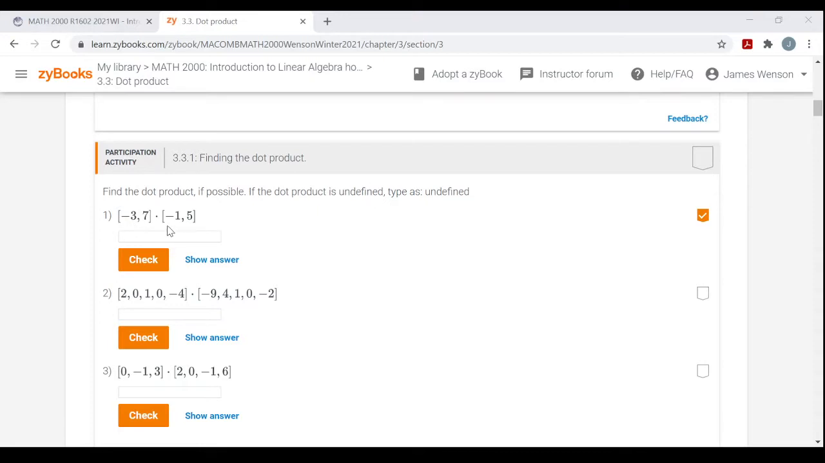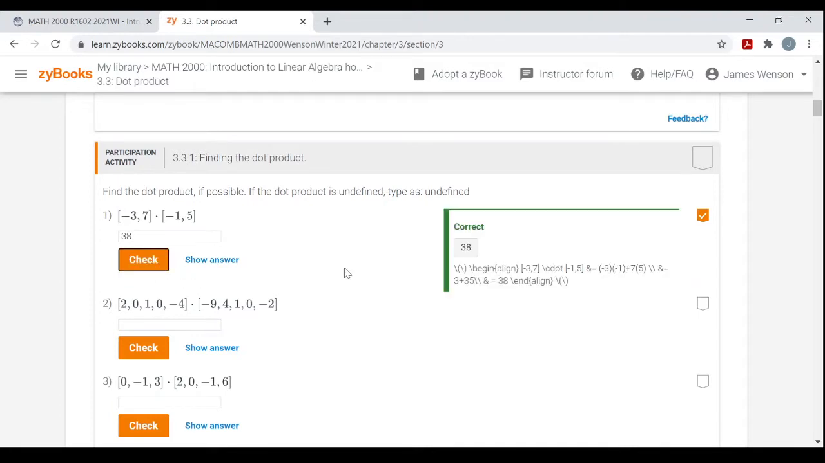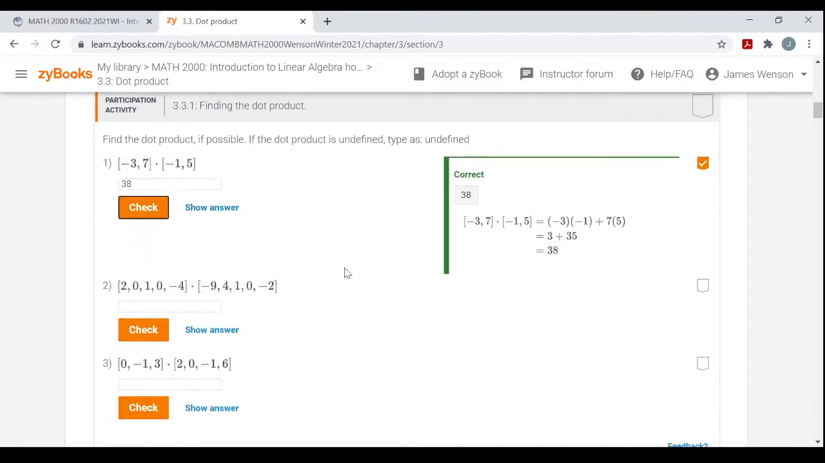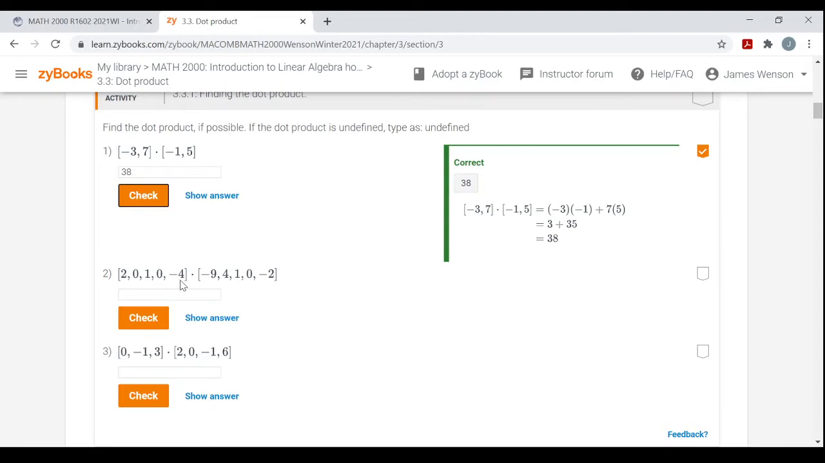And it's the product of the first components. -3 times -1 is +3, plus the product of the second components. 7 times 5 is 35. 3 plus 35 is positive 38. Right? So I'm entering 38 there and checking. Great, it's correct. Then again, you have 5 components, dot product with a vector with 5 components.